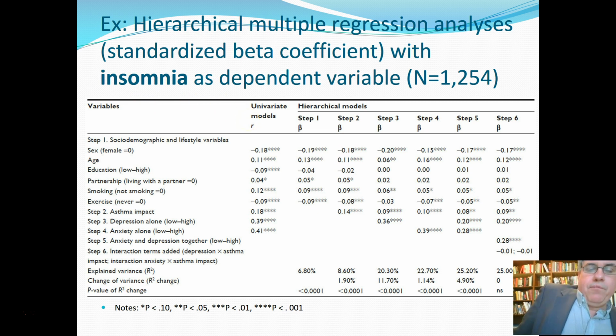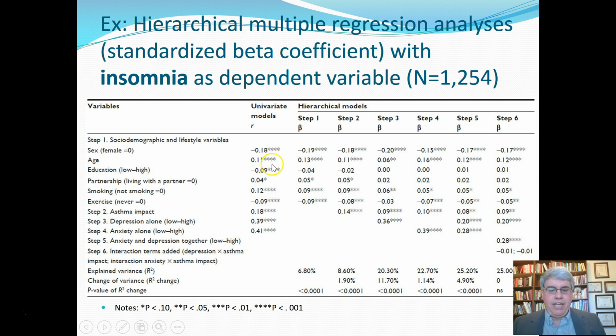And we start off with a univariate model. What does univariate mean? Just one variable. So this is giving us the correlation between insomnia and, first of all, sex. Female equals 0, male equals 1. So that would mean that females have more insomnia than males. Age, insomnia is positively correlated with age. Older people have more insomnia. With education, going from low to high, it's negatively associated with higher education.